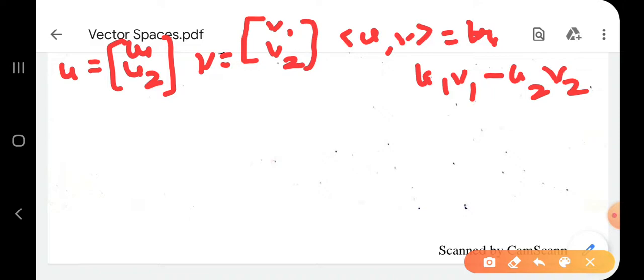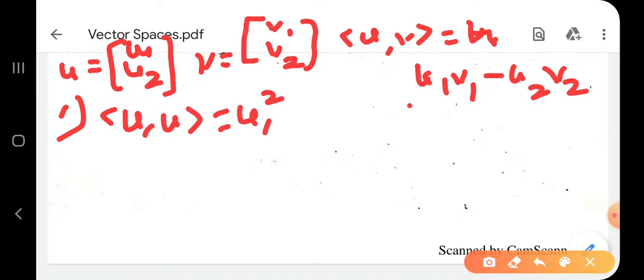Now we have to check whether this product is an inner product or not. How are we going to check that? The first property is positive definiteness, meaning u with u. The inner product of u with u is u1 square minus u2 square. It should be greater than 0, because if u equals 0 then it is 0, otherwise not.